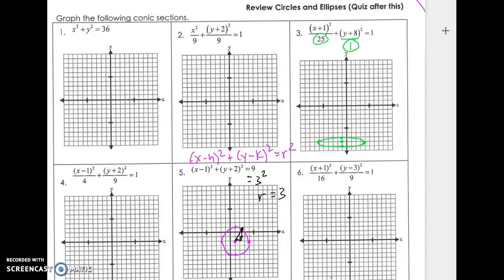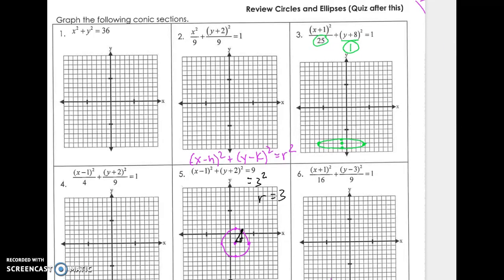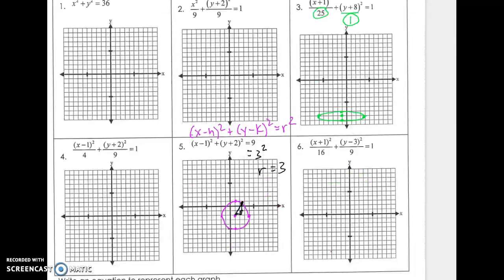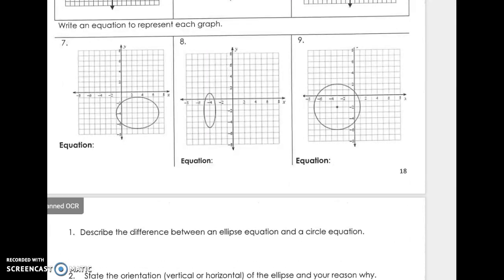So you should go through and do the rest of these for practice, but I won't go through them right now. All right, so if we go further in the review guide, we've got some problems here. We have to write the equation. So one thing you have to do for both circles and ellipses is find the center point. And for this one, the center appears to be at 3, -4.